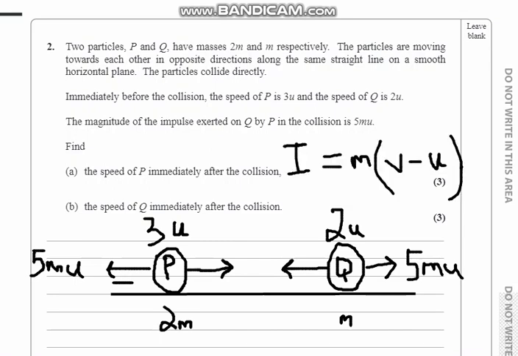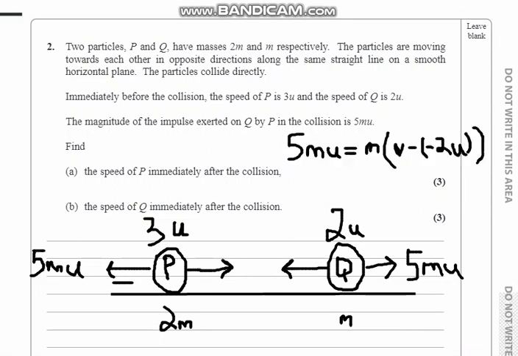I equal to m into v minus u. Plugging in the values, there you go, 5mu equal to m into v minus 2u. The reason I'm using minus 2u is because of the direction. You can see the 2u is in the opposite direction of P. And remember, I'm using a positive impulse because it is in the positive direction. You can see it's in the right direction.